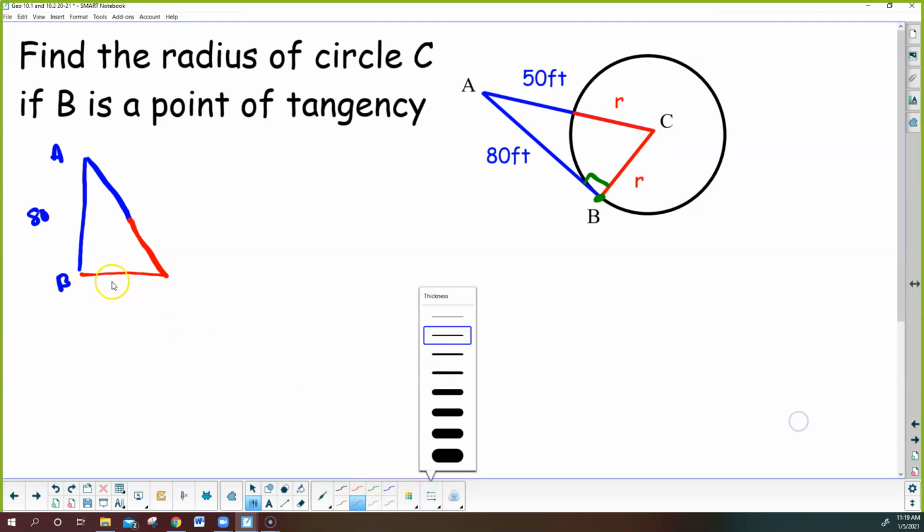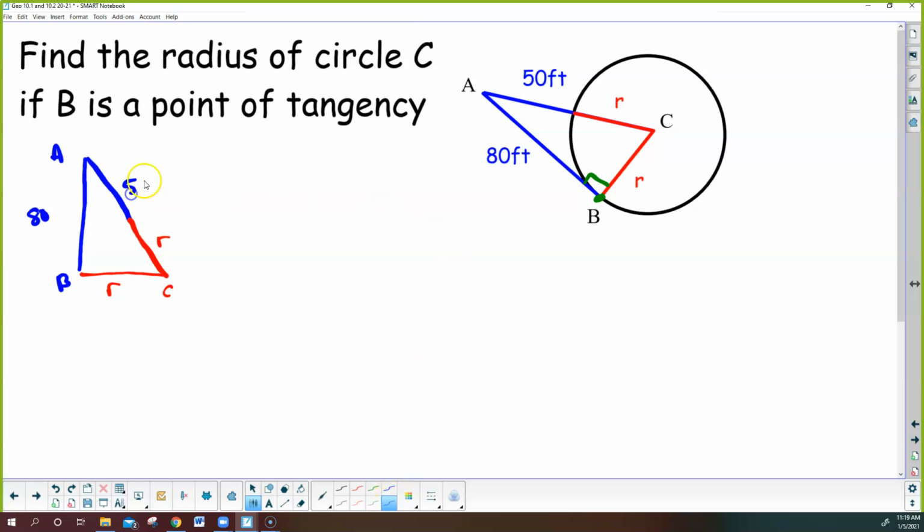So what do I know? I know that this length from B to C is r. This red length is r. And the blue length is 50. But I don't want to write it as 50 and r. The whole reason why I wanted to rewrite this was so I could come up with one expression for the full length of AC. So notice the distance from A to C is 50 plus r. Or you're going to maybe see why I would rather write it as r plus 50.